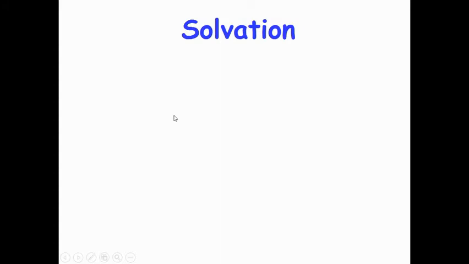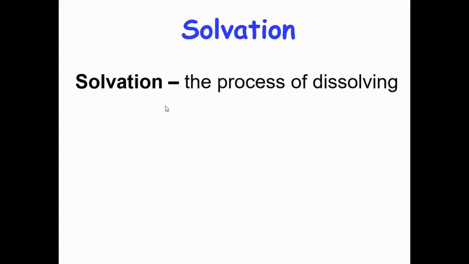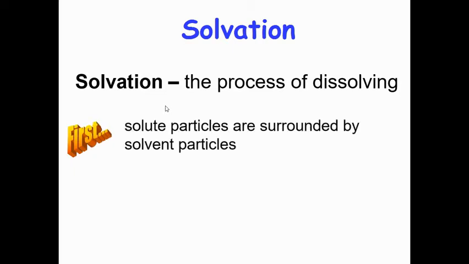Okay, so what is solvation? Solvation is the process by which you dissolve. It's the process of dissolving, and it's going to depend on the type of compound you have, whether it's ionic or covalent. But generally what happens is first, your solute particles are surrounded by the solvent particles.